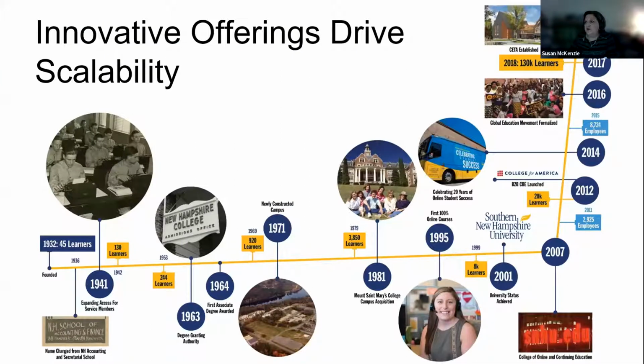So Southern New Hampshire University began as a very small college on Hanover Street in Manchester, New Hampshire, with its primary focus on accounting and finance. Over the years, it has grown tremendously. In 1971, they launched a full campus in the downtown Manchester area so that students could have a residential experience. And then in 2007, we offered our first complete college of online and continuing education.